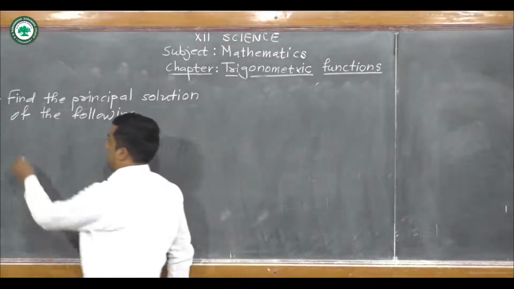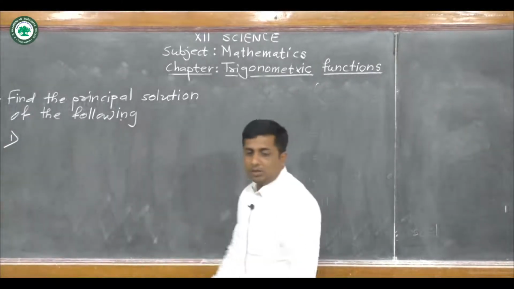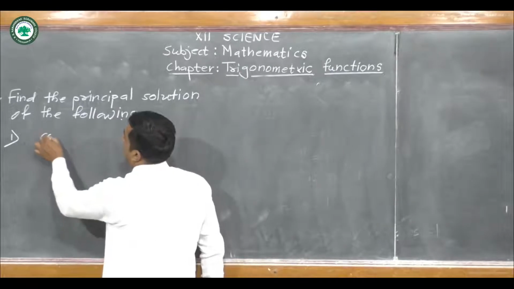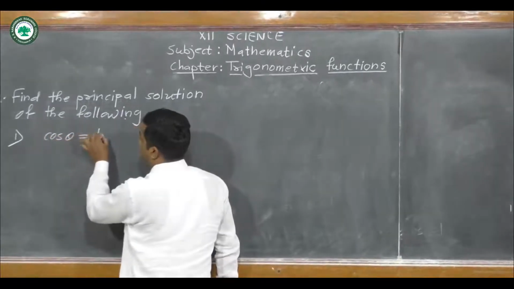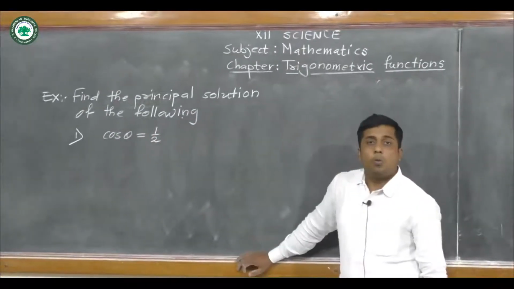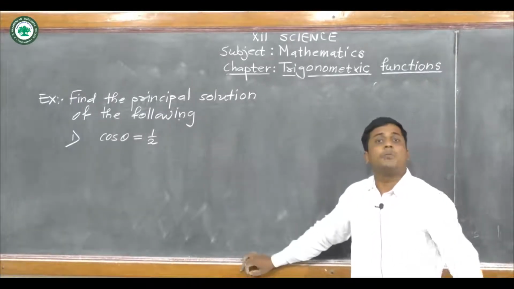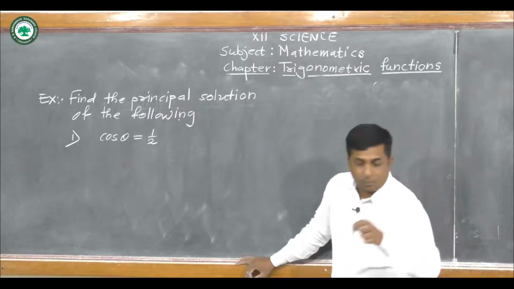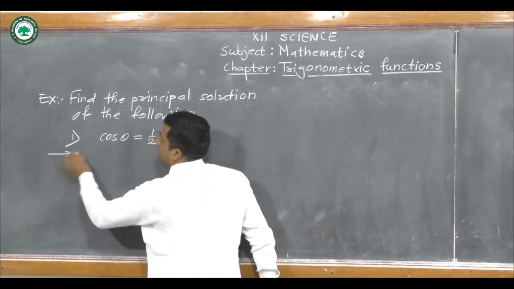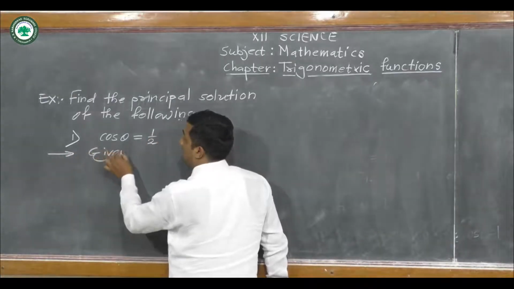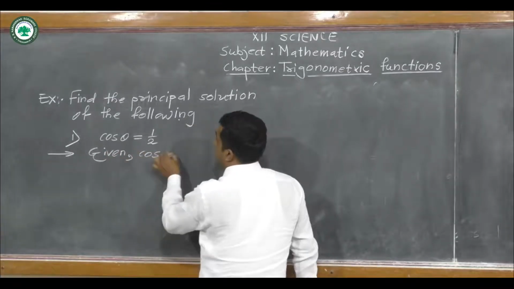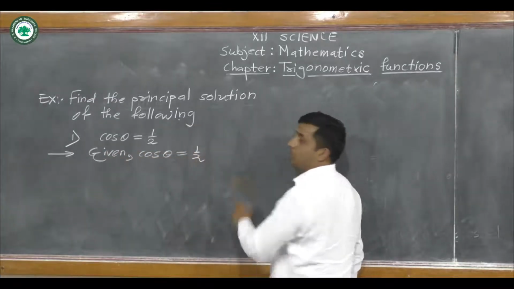Here in first, given cos theta is equal to 1 upon 2. Now we have to find the principal solution for the given trigonometric equation. Let us consider this equation again. Here given cos theta is equal to 1 upon 2.